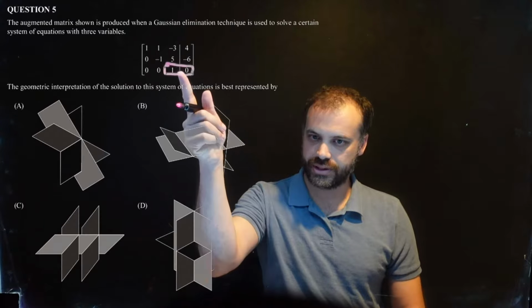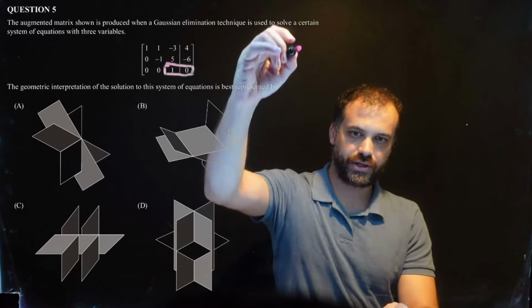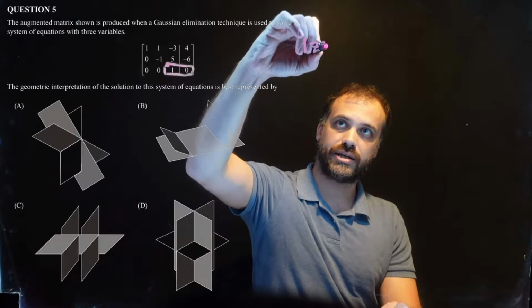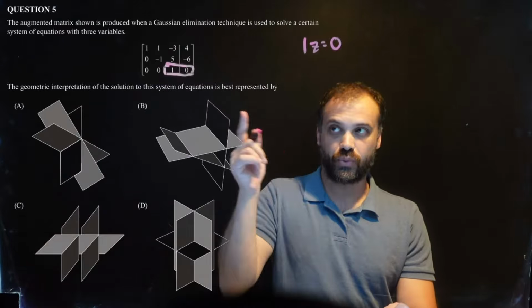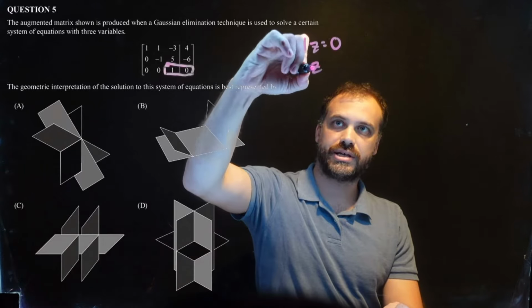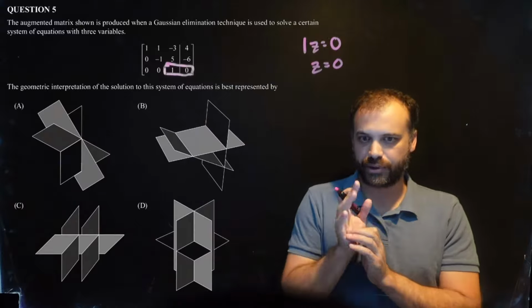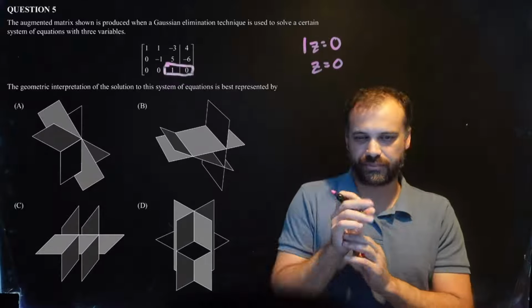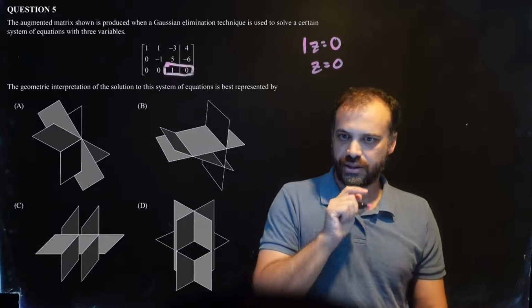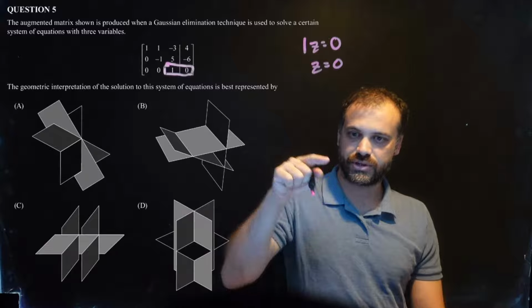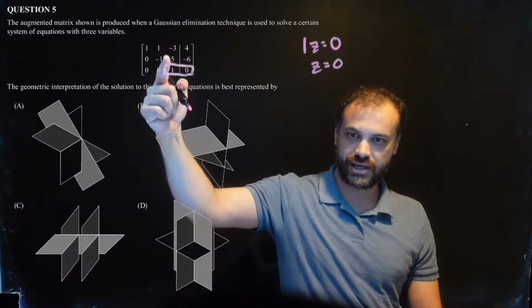So when I look at this, how can this be interpreted? It can be interpreted as 1z equals 0. So if 1z equals 0, then z equals 0. Now, I could probably make a pretty meaningful guess at the answer, but I'm going to take 2 more steps here.